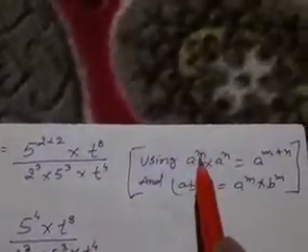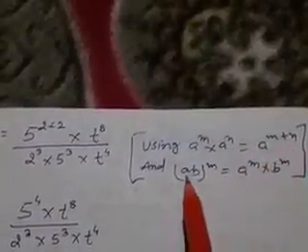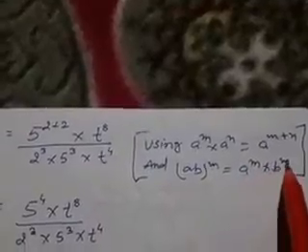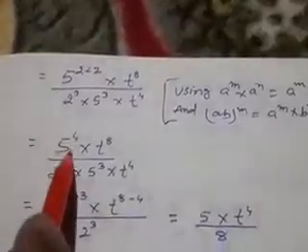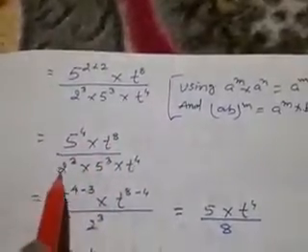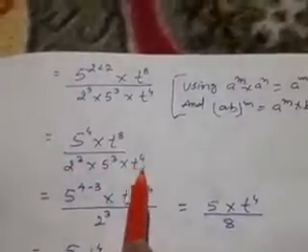Using a to the power m multiply a to the power n is equal to a to the power m plus n, and ab to the power m is equal to a to the power m multiply b to the power m. Now 5 to the power 4 multiply t to the power 8 divided by 2 cube multiply 5 cube multiply t to the power 4.